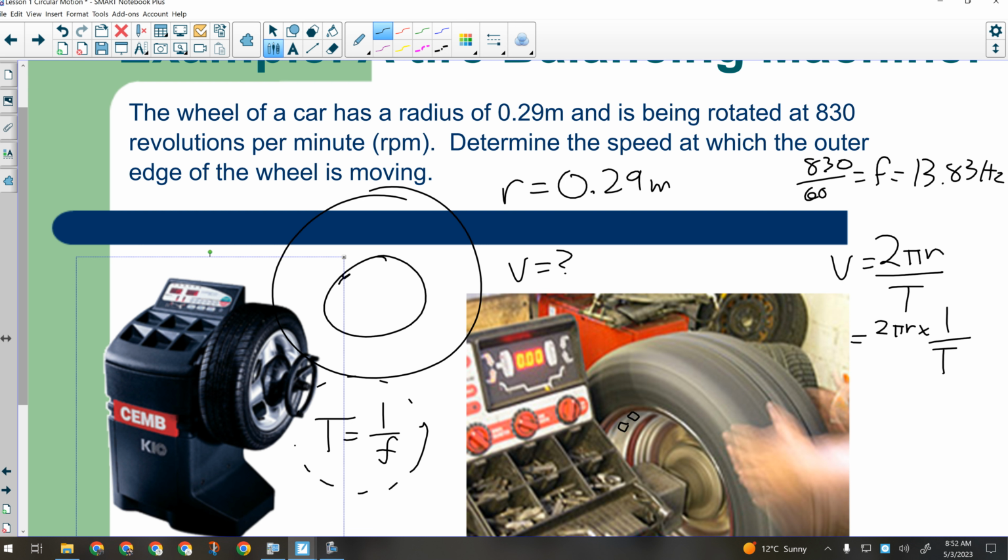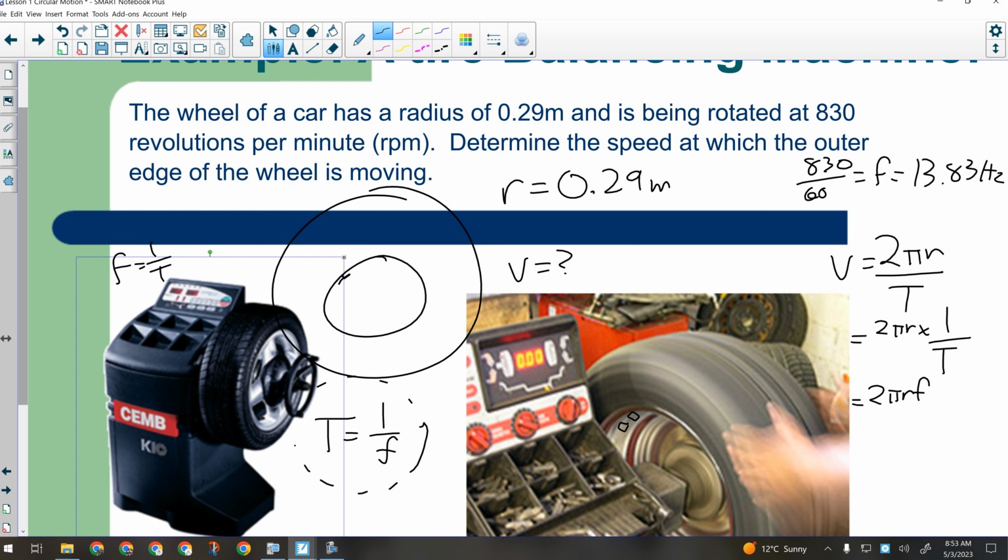Well, if t is 1 over f, the opposite is true: f equals 1 over t. If I'm already multiplying by 1 over t, can I just plug the frequency number in there? I can. So this formula can come in two forms. It can look like this as well: v equals 2 pi r f. Now, if you don't want to remember that, that's fine. You could just go 1 over f, get t, and plug it into that original formula. It's going to work just fine. But sometimes it's good to understand the shortcuts too.